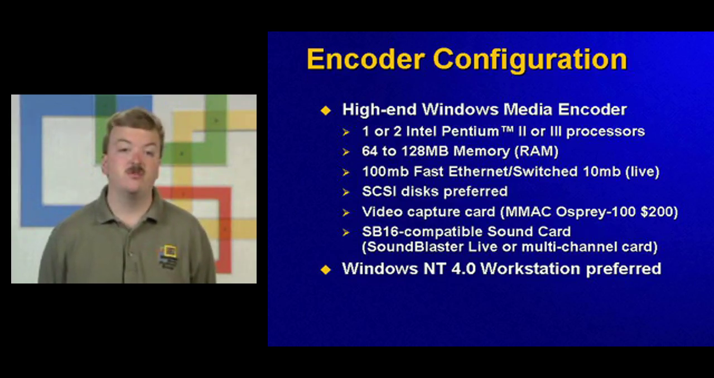Finally, Windows Media Encoder will run on all 32-bit Windows operating systems. This means Windows 95, Windows 98, Windows NT 4.0, and of course Windows 2000. But we do recommend using Windows NT 4.0 or Windows 2000 as it is a much more stable and robust operating system and capable of taking advantage of multiple processors.